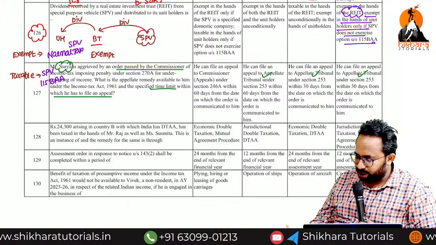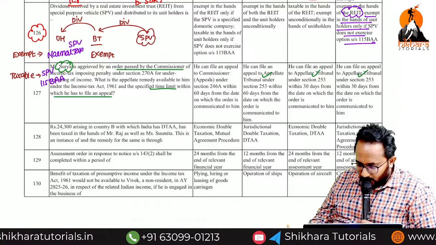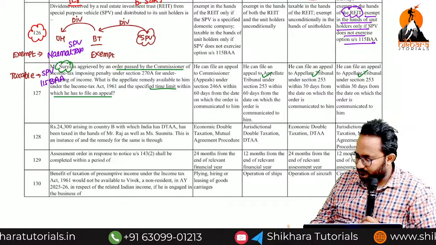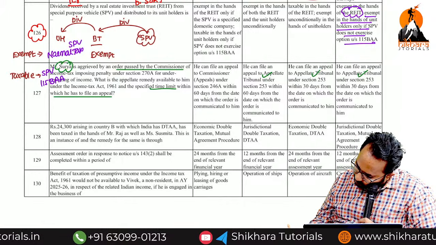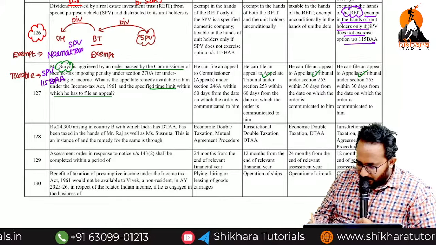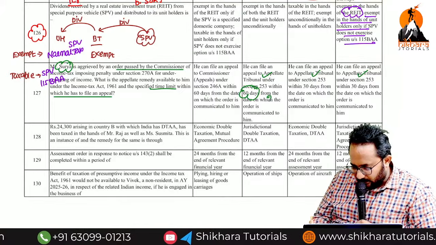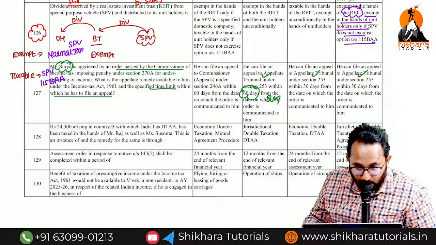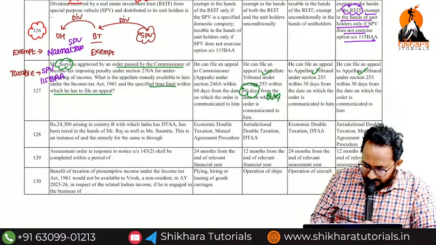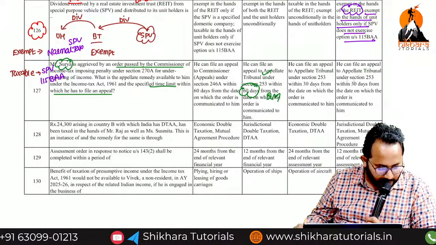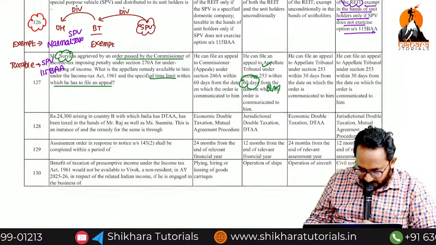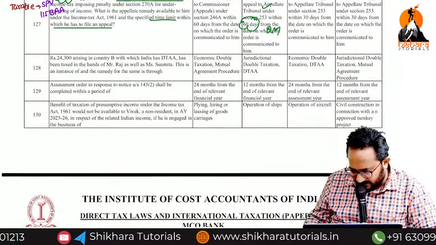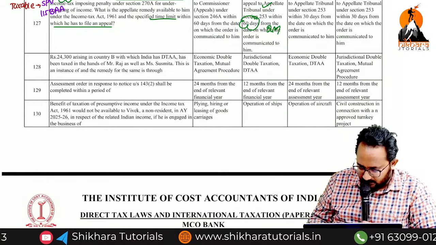Now, within how many days? Remember, the 60 days is also not correct; after the amendment it is 2 months, that is, in 2 months. So what is the correct answer? Option 2 is correct: 2 months before, that is in 60 days; after the amendment, that is in 2 months.